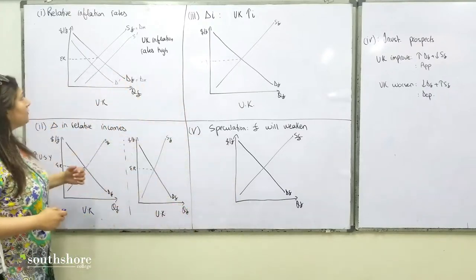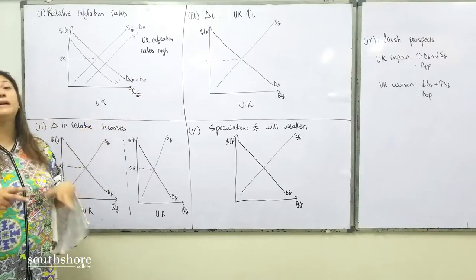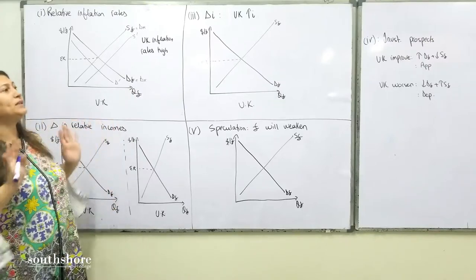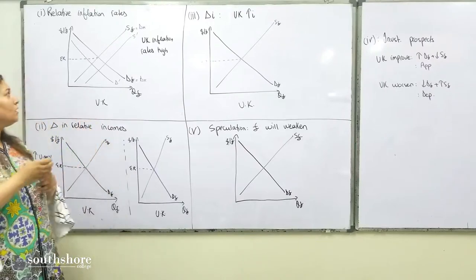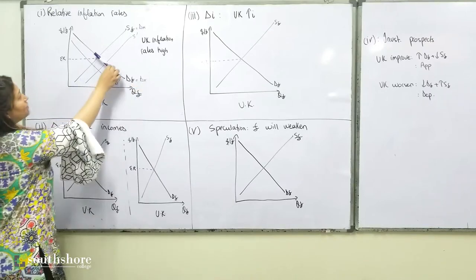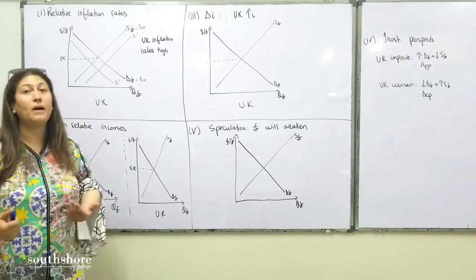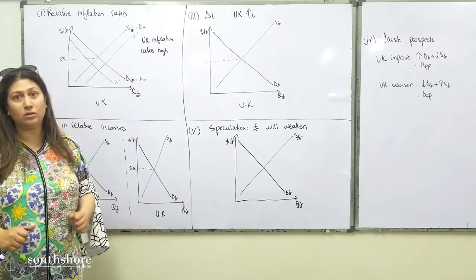Well, let's take a look. If UK produced goods and services are becoming more expensive, US citizens will not want to buy them. I don't want to buy these goods from the UK, they're just too expensive now. I'm not importing from them anymore. UK's exports are going to suffer, and this curve will shift downwards. People will not demand the pound anymore because they don't want to buy goods and services from the UK any longer.